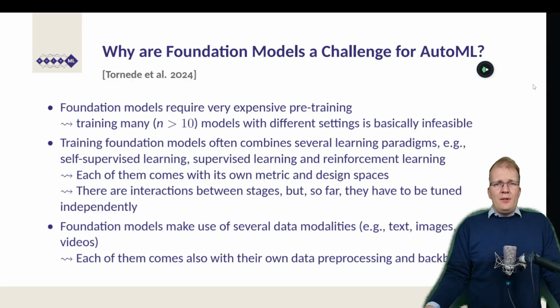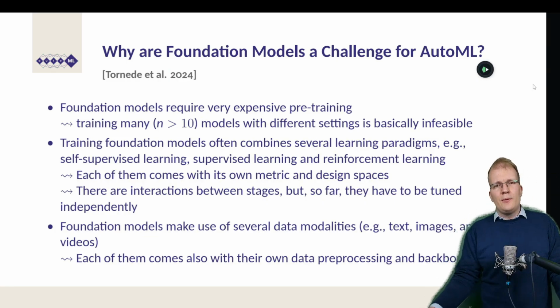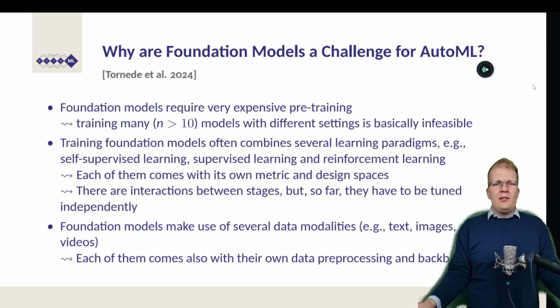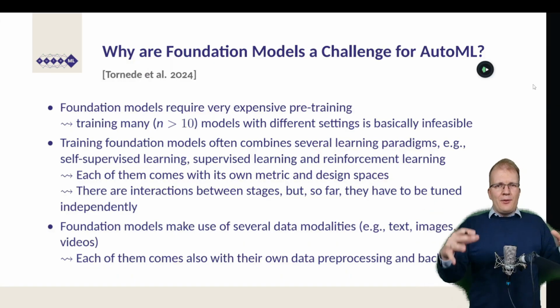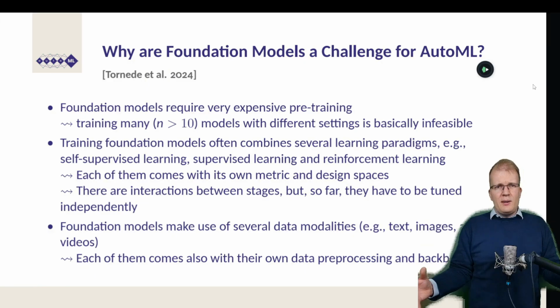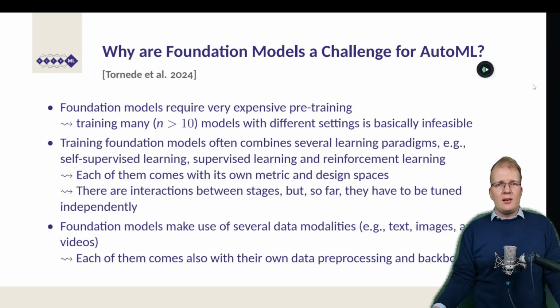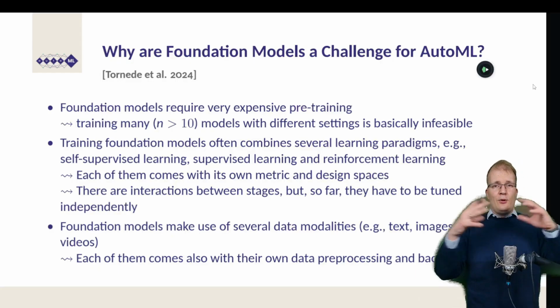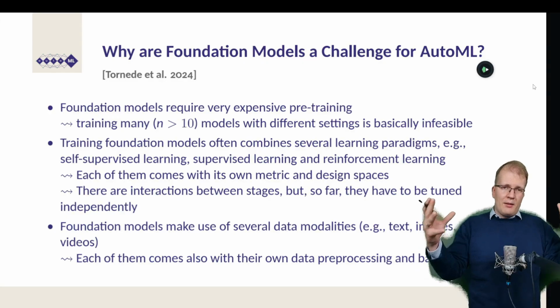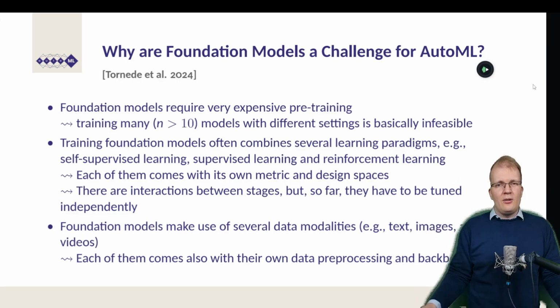Then we have seen that we now combine several learning paradigms, right? Pre-training was self-supervised. Then with the alignment tuning, reinforcement learning was involved. Later, supervised learning was involved. So we have all of these included together in different stages. Each of them comes with its own metrics, design spaces, and configuration spaces, and one can imagine that there are many interactions between these stages. But what we're often doing so far is tuning them independently, because we can't afford to tune them jointly. Nevertheless, that would be one of the holy grails we're aiming for.